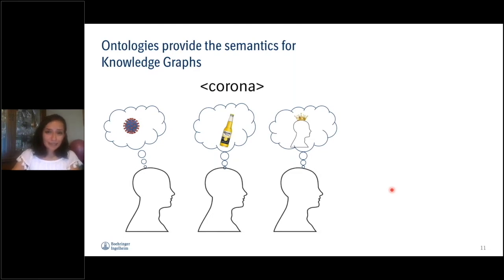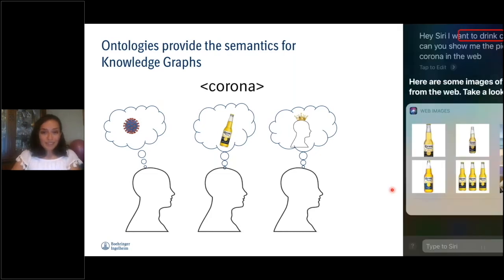But if I tell you that it's been so long since I drank Corona, then you will immediately understand that I am talking about the beer. How? Because you're human and you're intelligent, and from the context of what I say, you can understand what I'm talking about. But the question here is, how does the machine understand it?